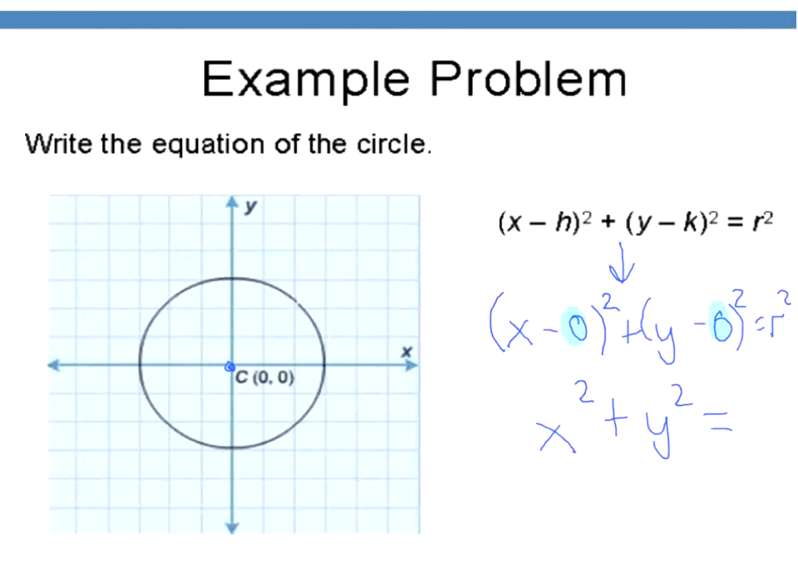The last piece of the puzzle is an r. R stands for radius. All we have to do is look at my picture and count my radius. The radius is the distance from the center to where?